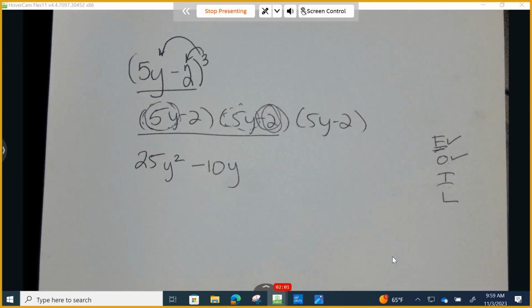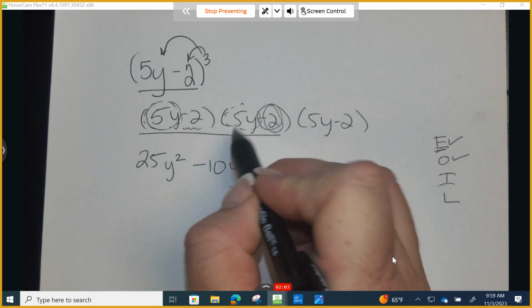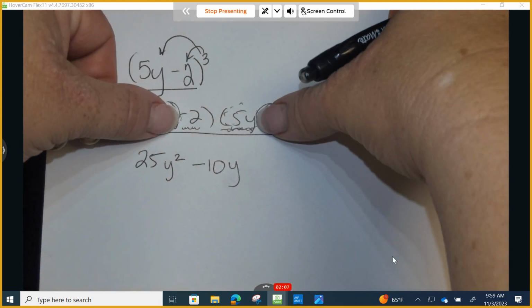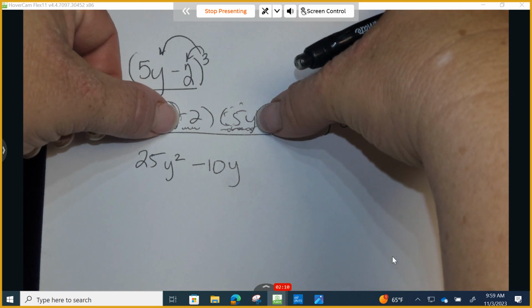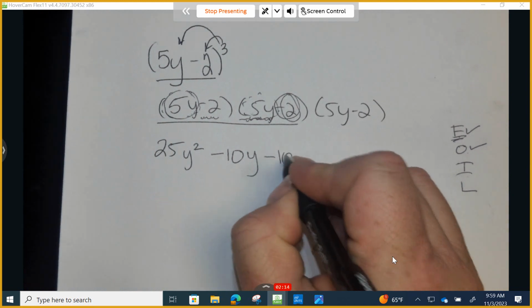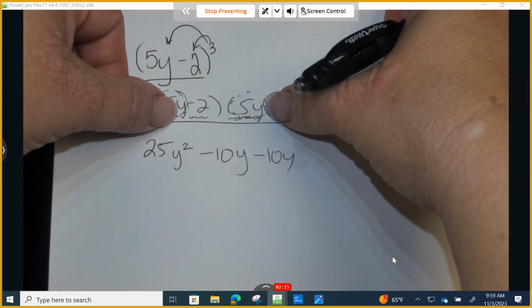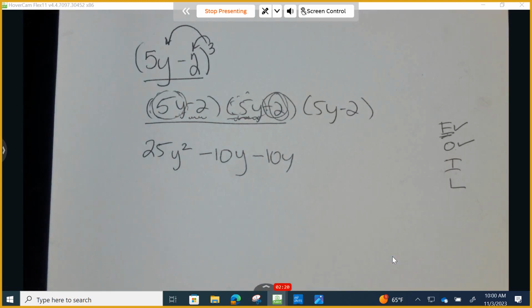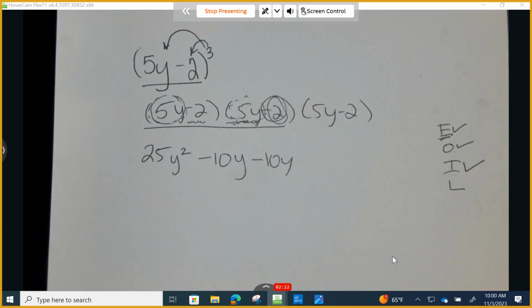Now I'm going to take care of the insides. The inside would be this negative 2 and this positive 5y. When I multiply, I'm going to start by multiplying the numbers. Negative 2 times 5 is negative 10. And then we have 1 y between the 2. So negative 10y. Taking care of the I.